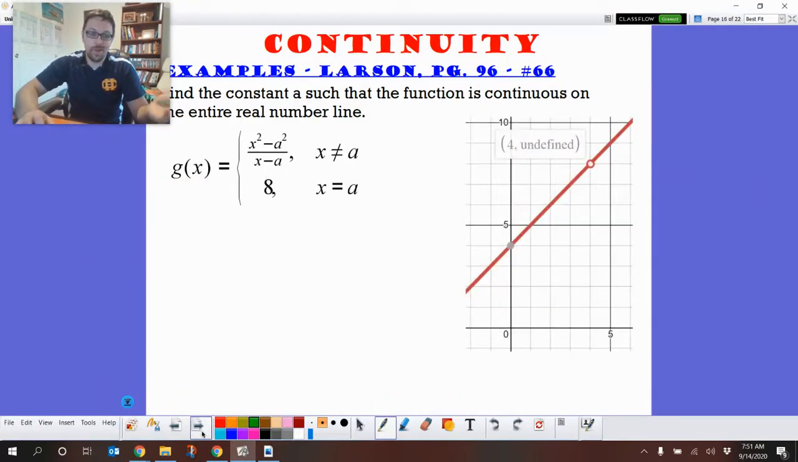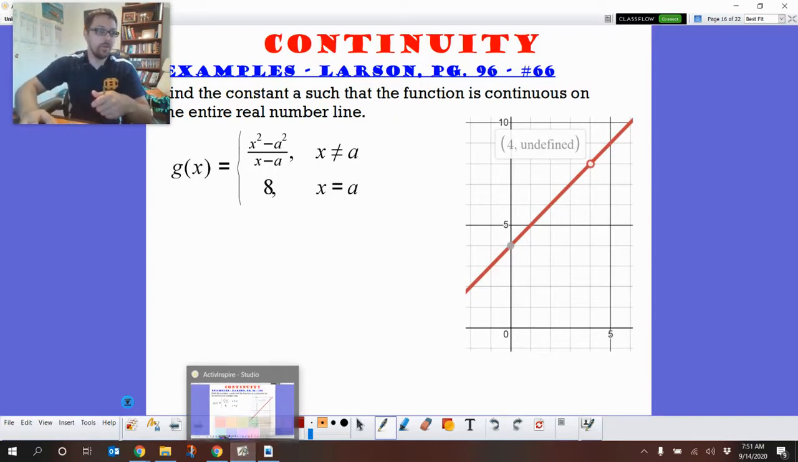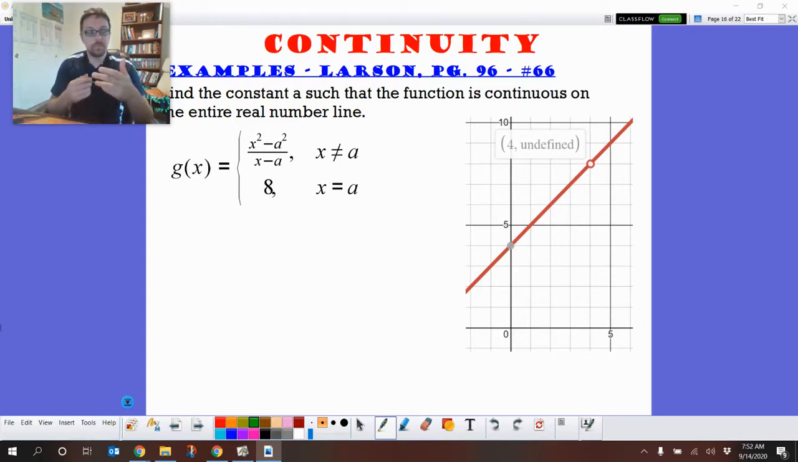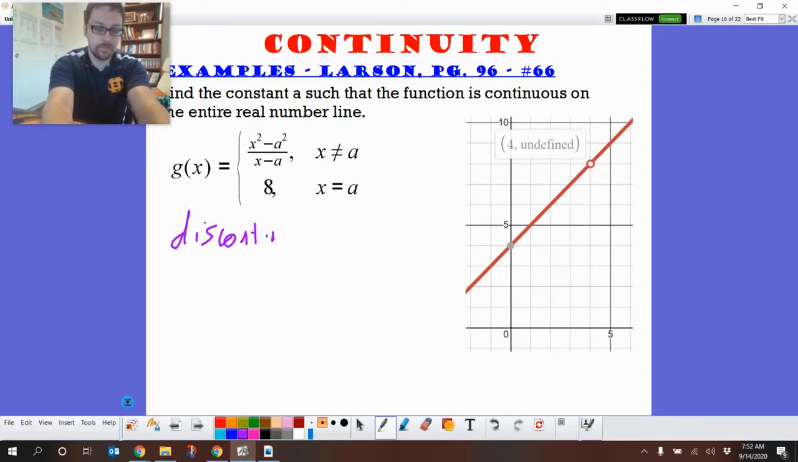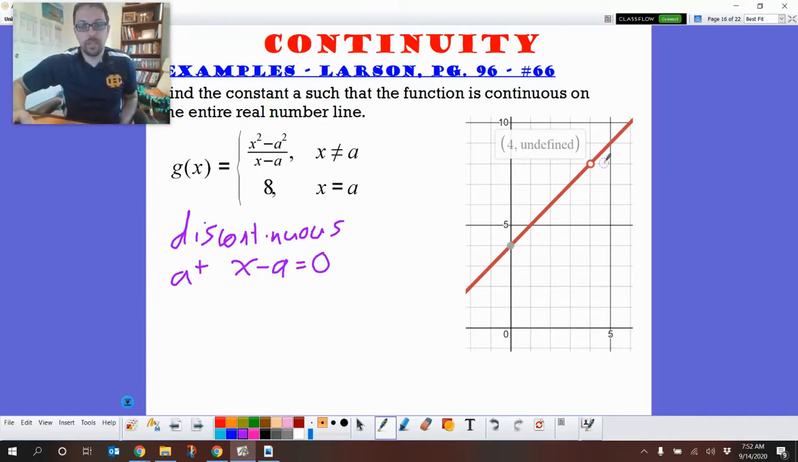Now, what if you want to do that without a graph? Here's an additional example where we do that without our fancy Desmos graphy thing. We know we have a discontinuity when x minus a equals 0. We know that's going to be trouble. That's where we're getting this kind of hole in the graph. And we want to figure out where that problem is going to be, so we can fill that hole with this 8.